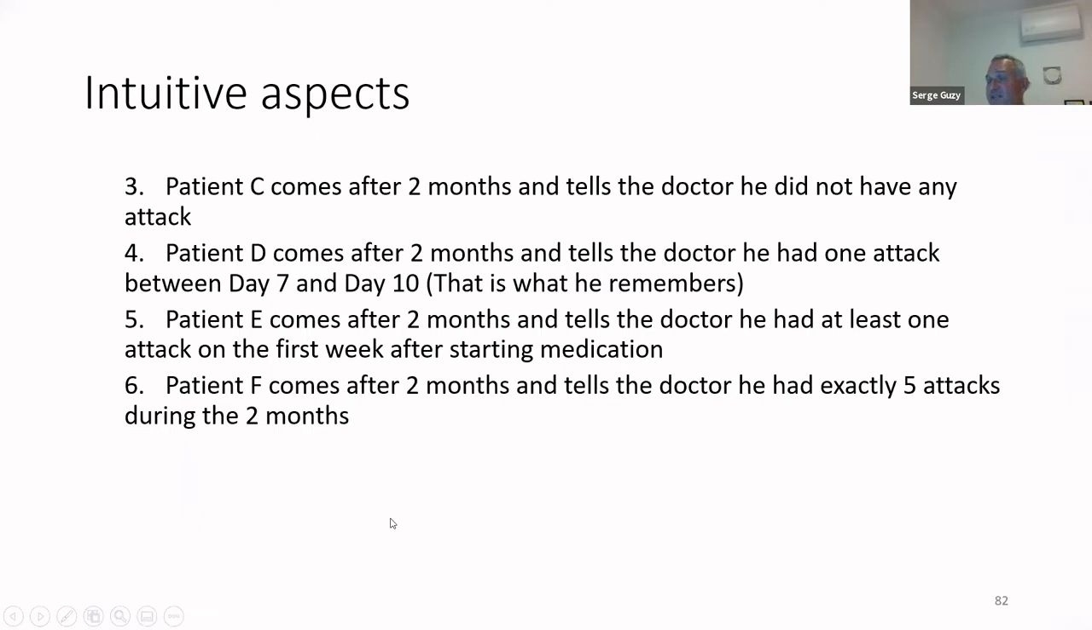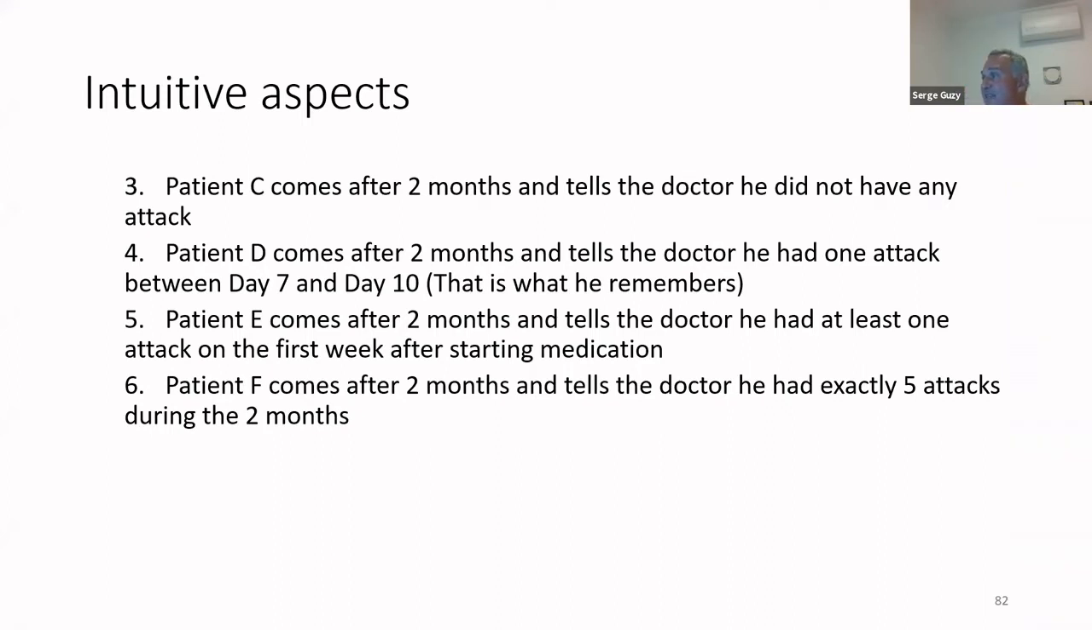The fifth scenario that you are going to learn in time to event is that patient E comes after 2 months and tells the doctor he had at least one attack in the first week after starting medication. And what does that mean, at least? At least means that he got either one attack, 2 attacks, 3 attacks, you don't know. But that means at least. And again, it's a different situation because the likelihood will be different.